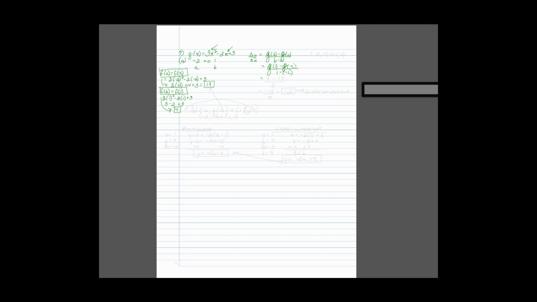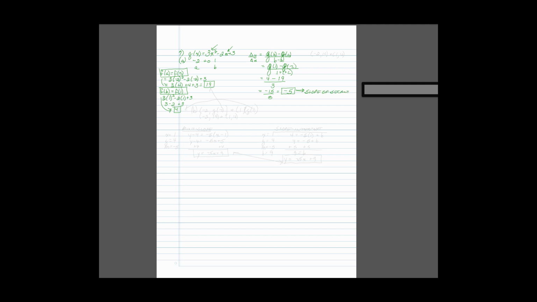Which is equal to, what is g of 1? We just found it. It's 4. Minus, what is g of -2? Minus 19. All over 1 minus a -2 is 3. So we have 4 minus 19 is -15 over 3, or we have -5. And what is that? That is the slope of the secant line.